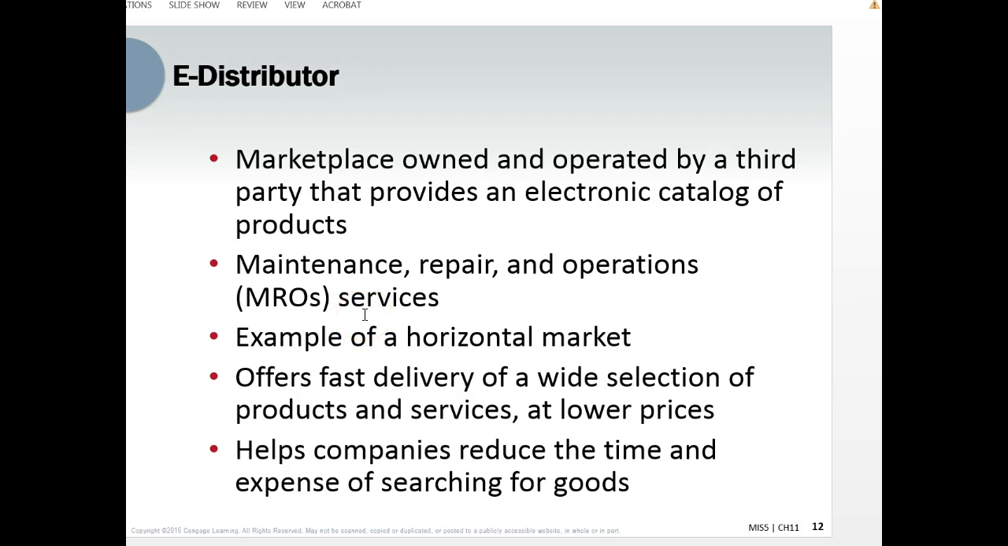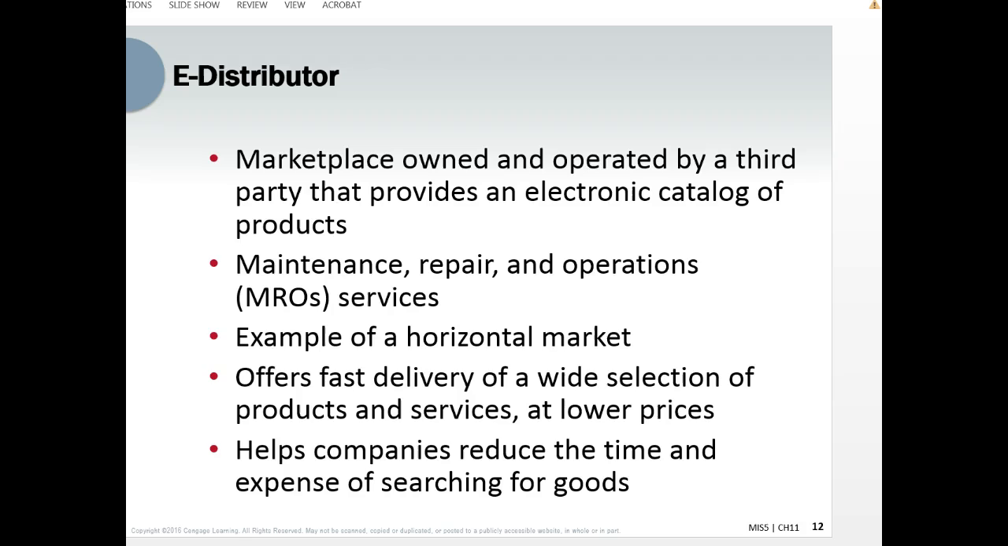E-distributors are common examples of e-marketplaces as well. An e-distributor is a marketplace owned and operated by a third party that provides an electronic catalog of products. For instance, an e-distributor might offer a catalog containing a lot of different hardware and software products so that the network administrator can order all the equipment and applications needed for their company's network, instead of purchasing the components from a lot of different vendors.